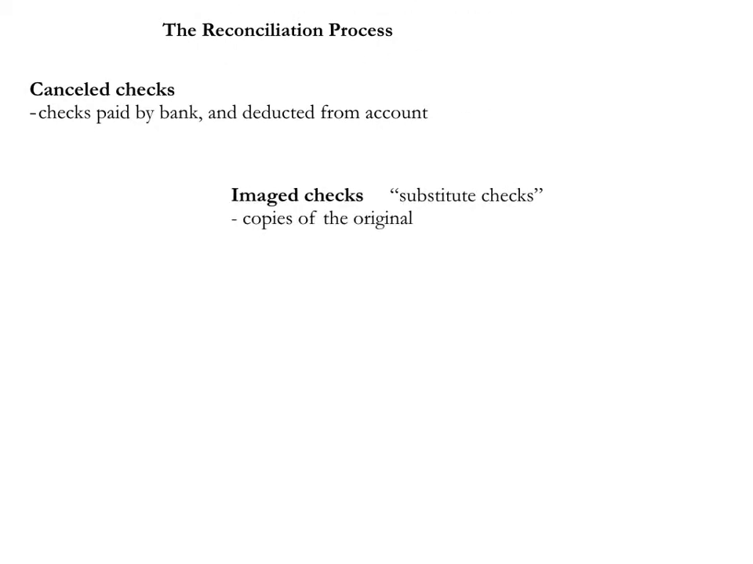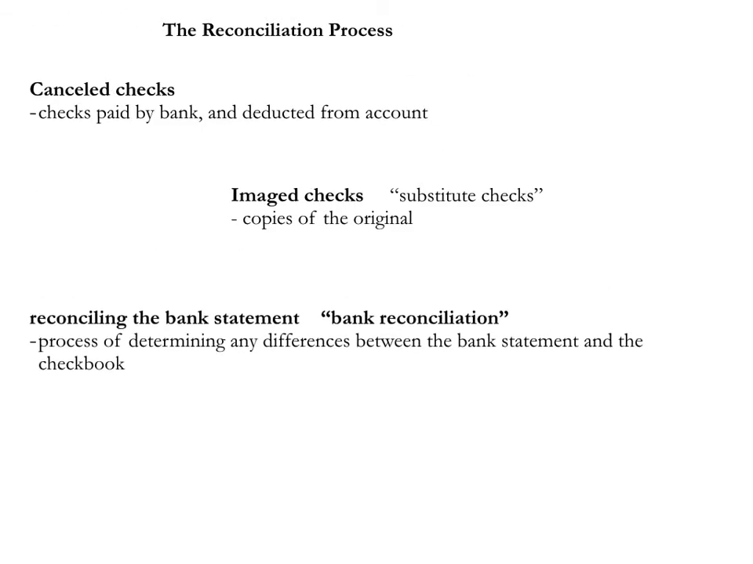So let's look a little further at some things that are included on the bank statement. You might have canceled checks. These are checks that have been paid and fulfilled or deducted from your account. Imaged checks, also called substitute checks, are copies of the original checks. And finally, we want to look at the term reconciling the bank statement, or bank reconciliation. This is the process of determining any differences between the bank statement and the checkbook.